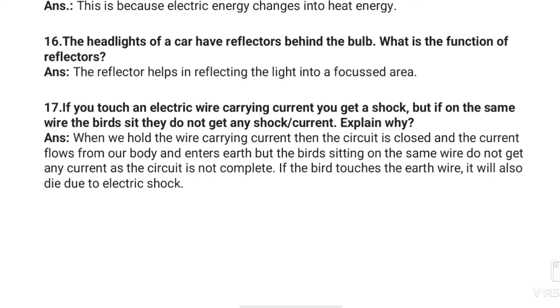When we hold the wire carrying current, the circuit is closed and the current flows through our body and enters the earth. But the birds sitting on the same wire do not get any current as the circuit is not complete. If the bird touches the earth wire, it will also die due to electric shock. So this is the reason why birds sit on the wire and do not get any shock.